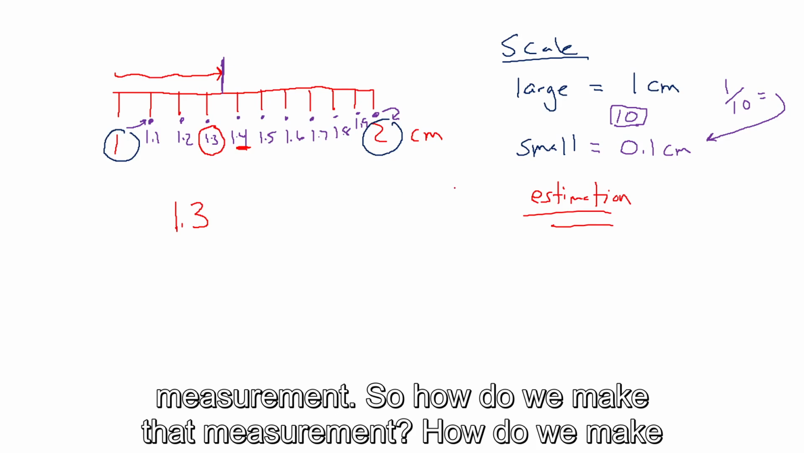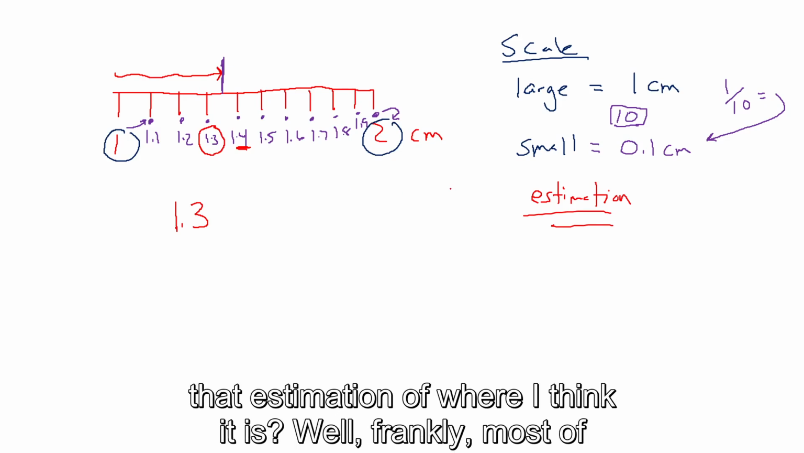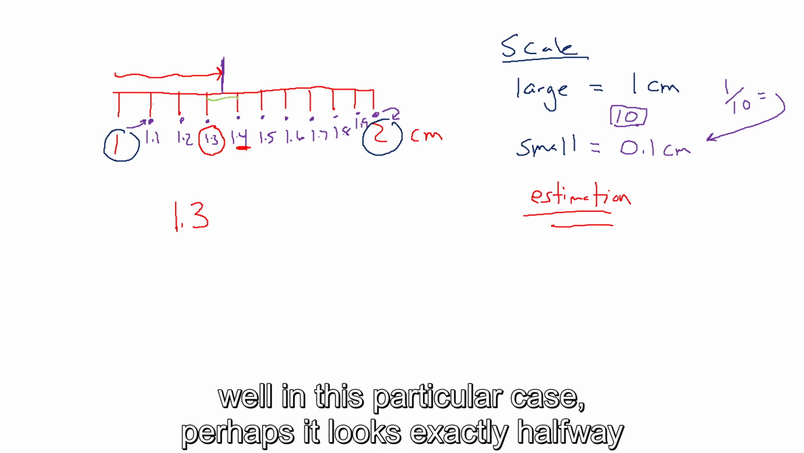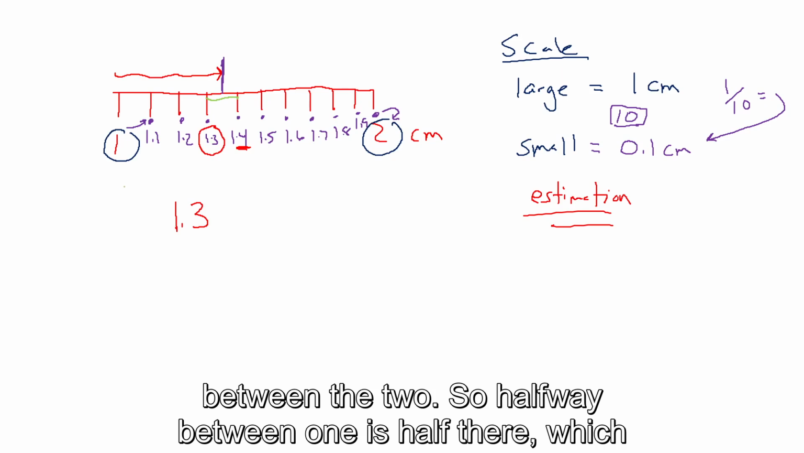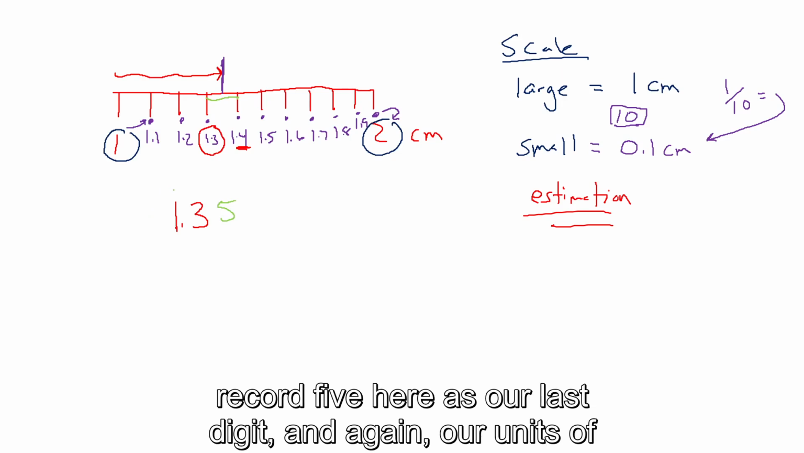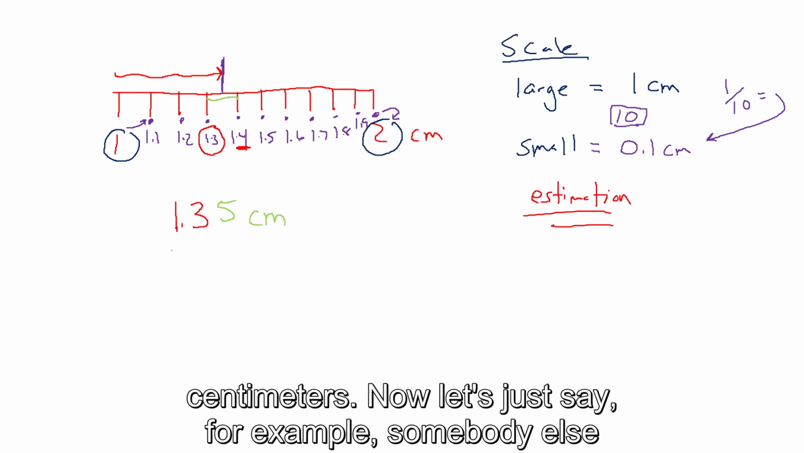So how do we make that measurement? How do we make that estimation of where I think it is? Well, frankly, most of the time people will just look between the markings here and go, well, in this particular case, perhaps it looks exactly halfway between the two. So halfway between 1 is half there, which would be like 0.5 or 5 in this case. And we would record 5 here as our last digit. And again, our units of centimeters.